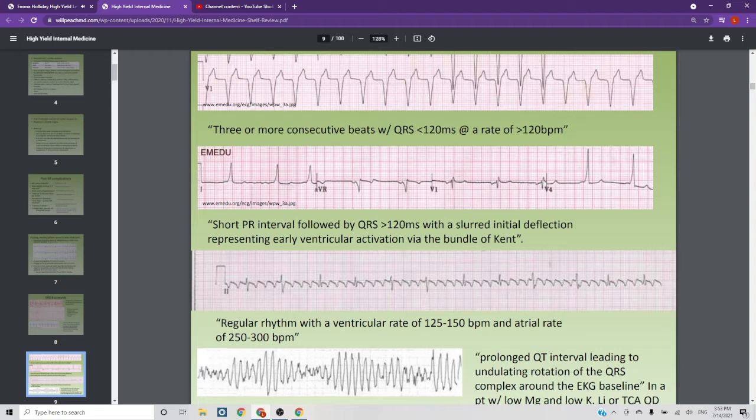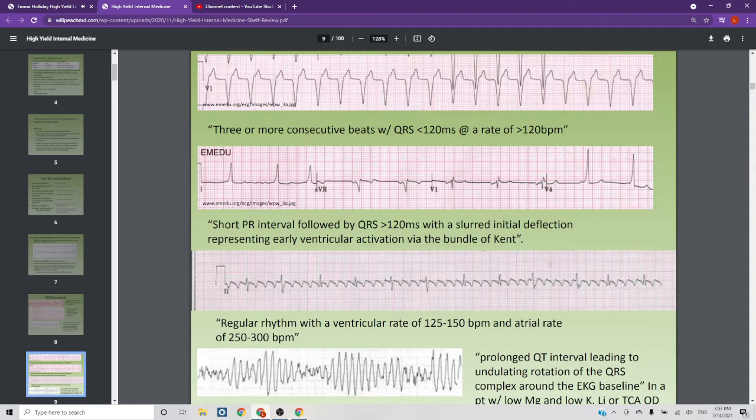It depends on how the patient looks, right? If the patient's unstable, hypotensive, unconscious, non-responsive, how do we treat them? Shock them, right? And then if they are stable, then we can use medical treatment. We can treat them with lidocaine or amiodarone. So it depends on how the patient looks. Are they stable or unstable? What is their blood pressure doing, etc.